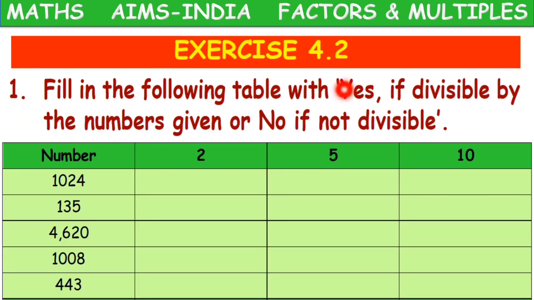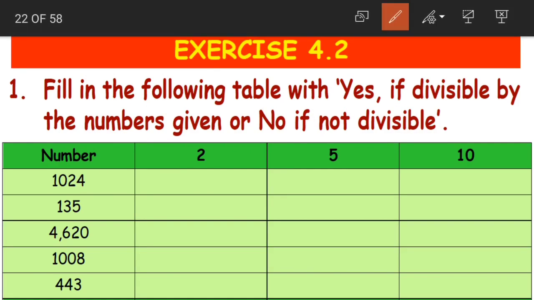Now coming to the last topic for us, which is the exercise. Fill in the following table with yes if divisible by the number given, or no if not divisible. And the first number is 1024. Now is it divisible by 2? Yes. Why? Because it has 4 in the ones place. Now is it divisible by 5? No, because it does not have 5 or 0 in the ones place. Again, it is not divisible by 10 as well, because it does not have 0 in the ones place.